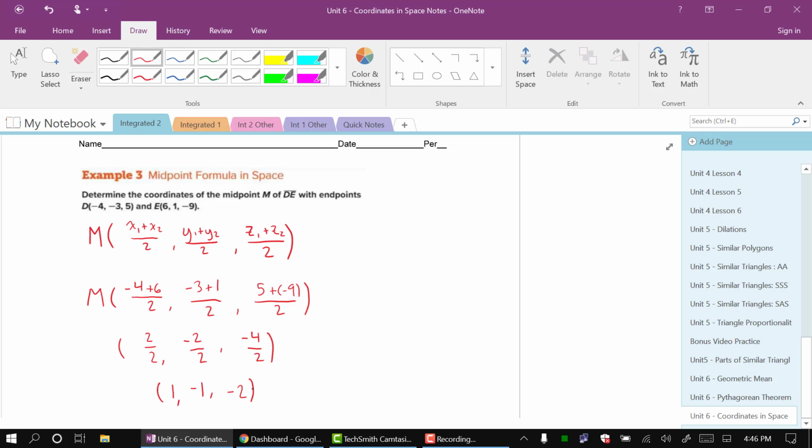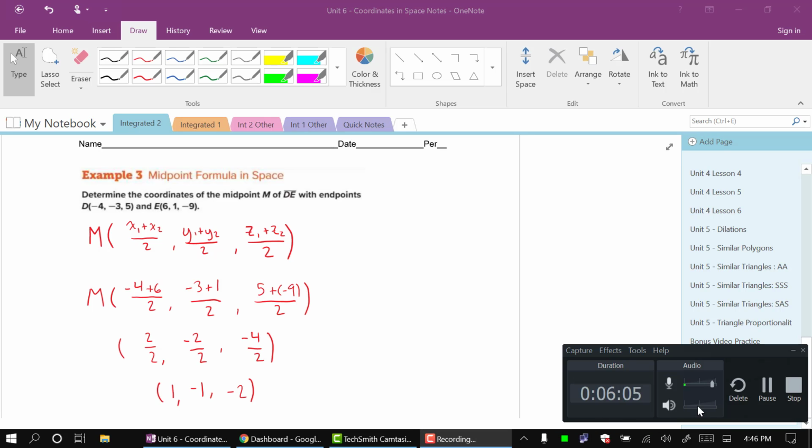So we have dealt with a variation on our distance formula, a variation on our midpoint formula. Go ahead and write a summary on this variation and what it means, and then use these two examples to help you out with your practice today.